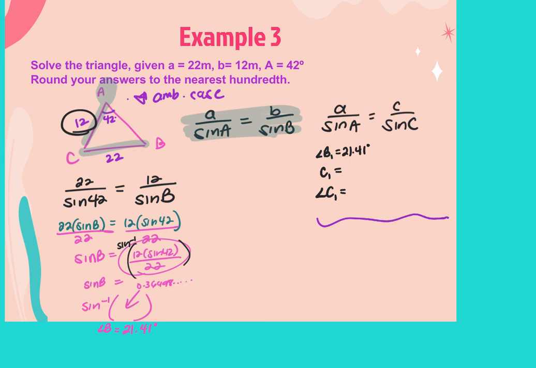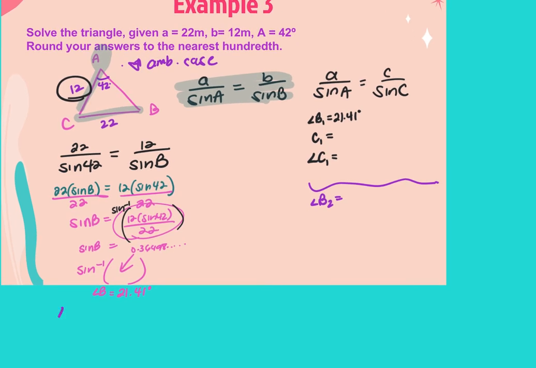Before I do that, though, I'm going to remind myself to test for the second triangle. So I'm going to call it B2. To find B2, we're going to do 180 minus 21.41. So whatever you get from the first angle, not what's given to you, but what you find, you're going to subtract from 180. You're going to find the supplement to that. And that is the second angle in the second triangle, because that first angle goes to both.